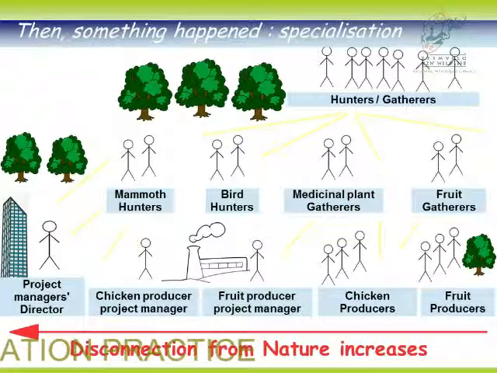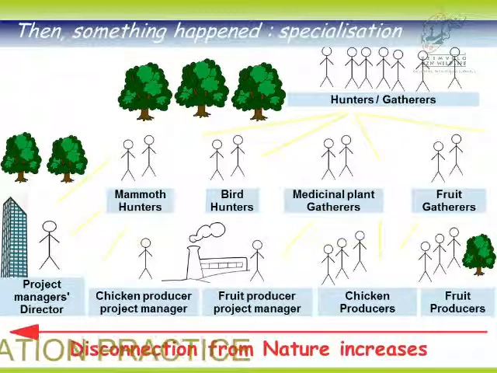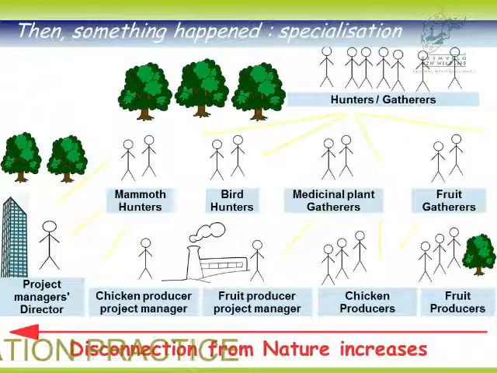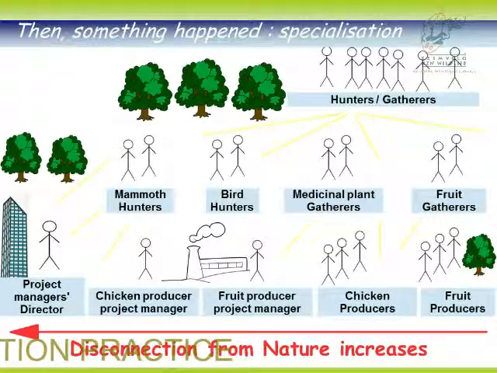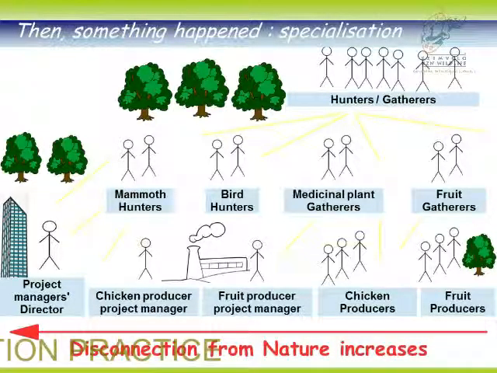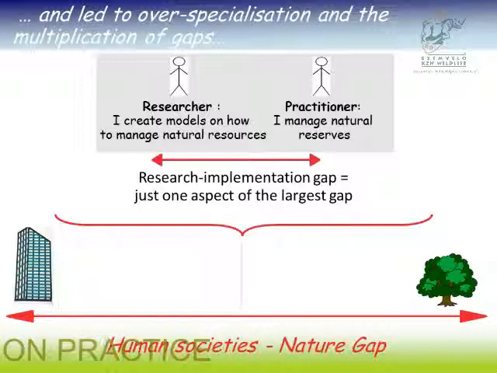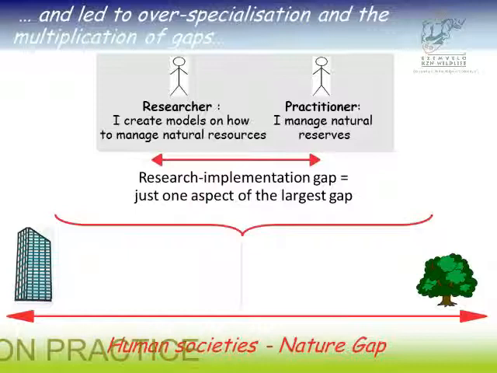We became fruit producers, and as there was this horizontal division, we also had a vertical division: fruit producer, project manager, director manager of the fruit producer. As this comes up horizontally and vertically, you have a disconnection from nature, which is getting worse and worse. And this over-specialization is what led to the multiplication of gaps. As far as I'm concerned, this research implementation gap is one aspect of the thousands of gaps we have to solve if we want to reach that one, the human society-nature gap. This is the real thing.